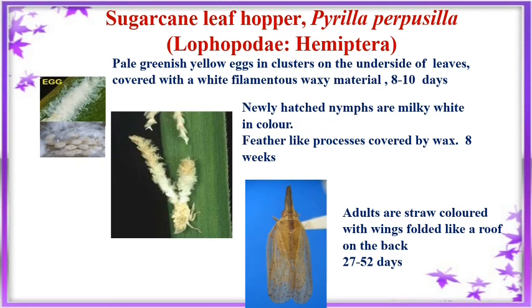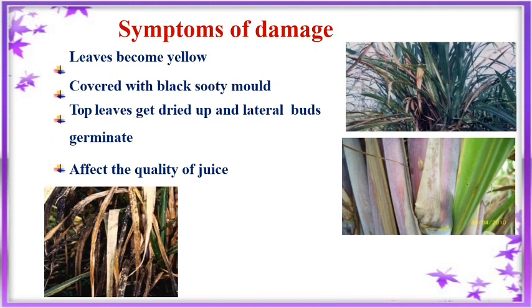Then the nymphs: the newly hatched nymphs are milky white in color and the feather-like processes are covered by wax. Then the adults are straw colored with wings folded like a roof on the back. These are the 3 different life stages, which have different characteristics. It is a sucking pest, hence the damaging stages are both nymphs and adults. Both nymphs and adults suck the cell sap from the lower surface of the leaves.